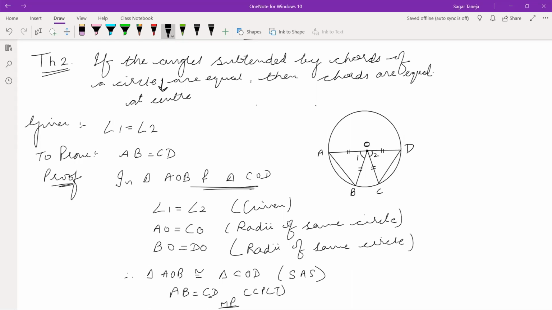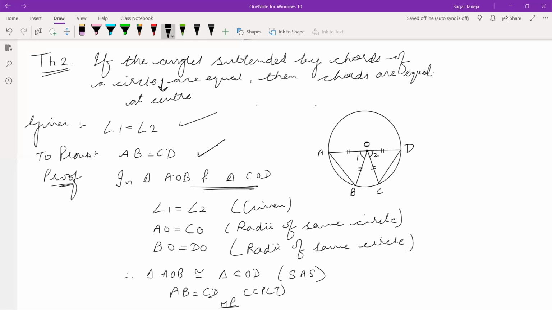I hope it is clear. Vivek is saying, sir, to explain theorem 2 one more time. Vivek, this is just the converse. You can say the opposite of the first theorem. In that we have proved that angles are equal and chords were given equal already. But in this theorem, chords we have to prove equal and angles are already given equal. If the angles subtended by chords at the center are equal, we have to prove that the chords are equal.